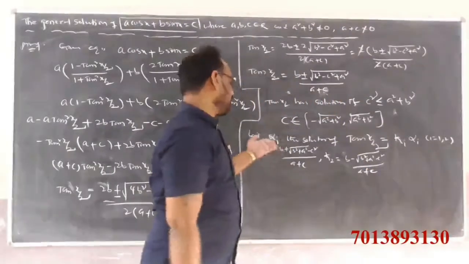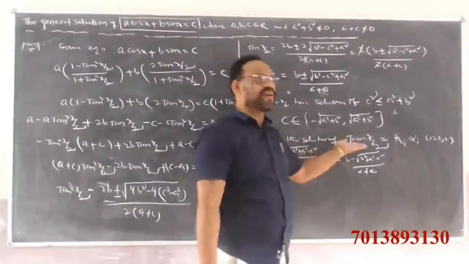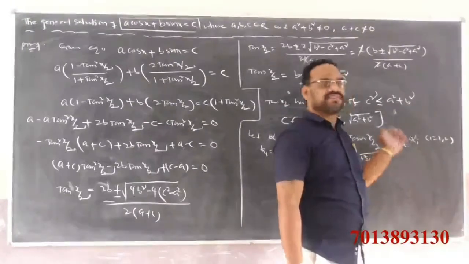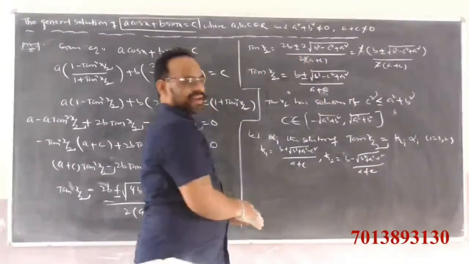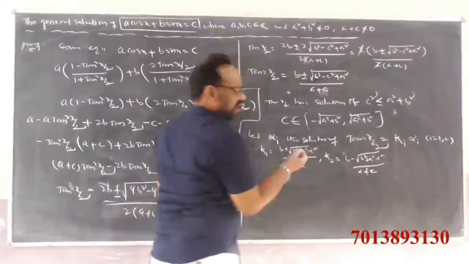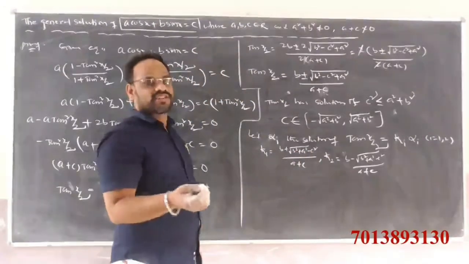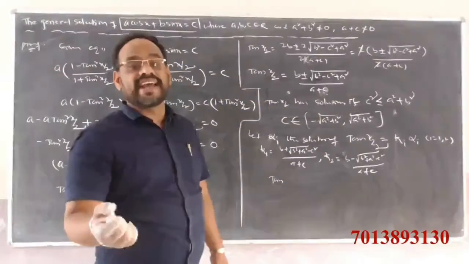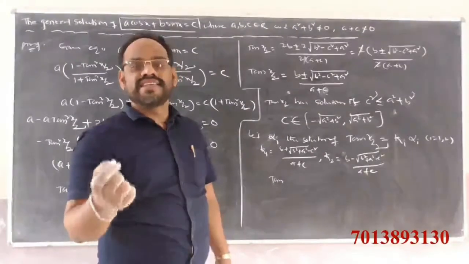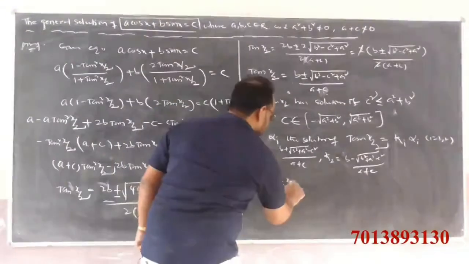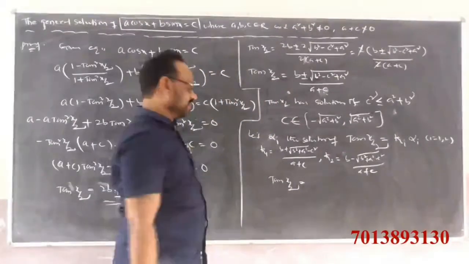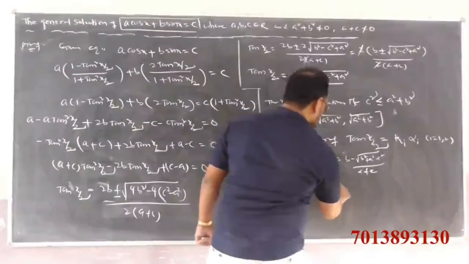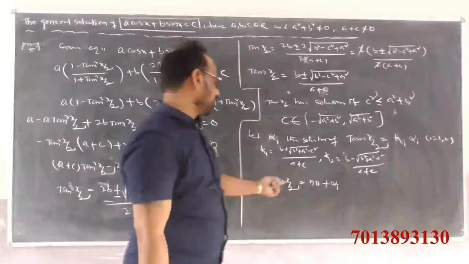So alpha i, let us assume, is the solution of the given trigonometric equation. So ki times of alpha i is the given solution of the given trigonometric equation. So we want the general solution. Already we know that the general solution of tan x is n pi plus alpha. We want tan x by 2 equal to the general solution n pi plus alpha i.